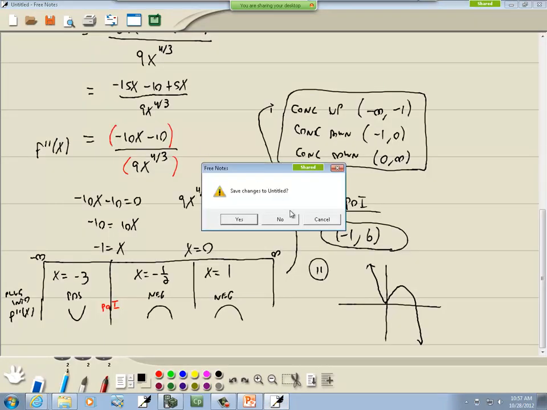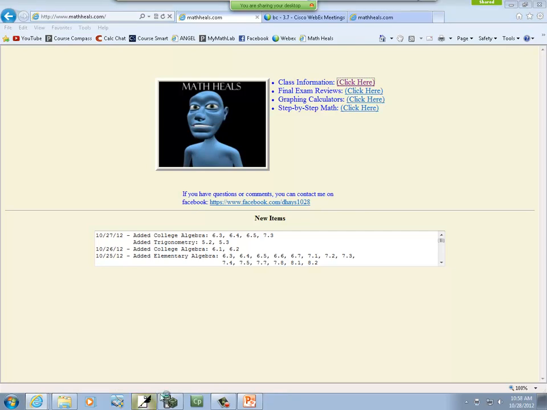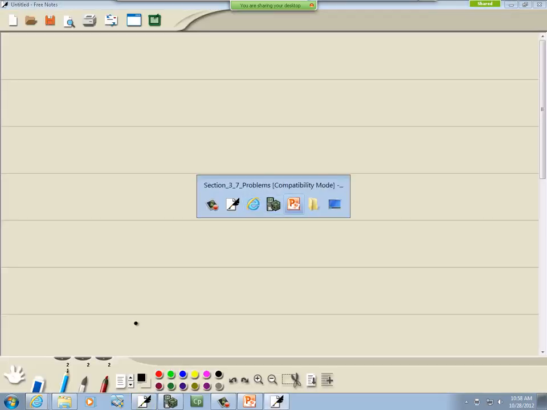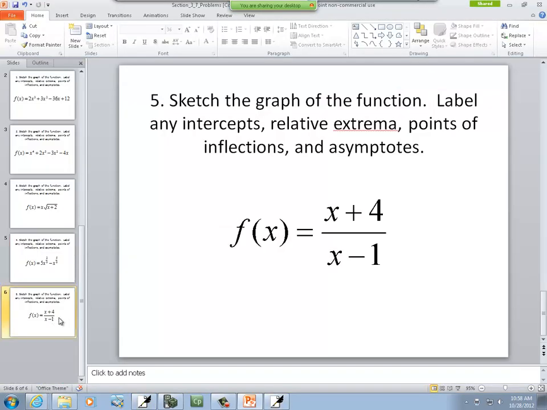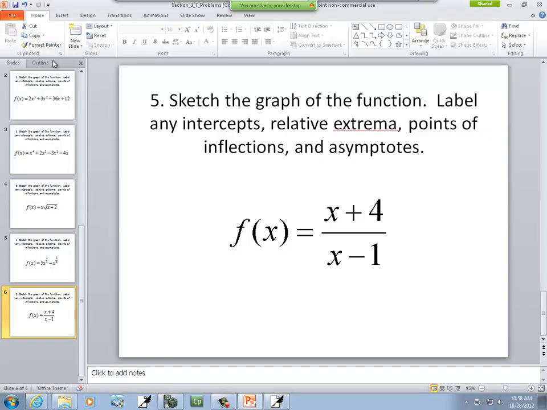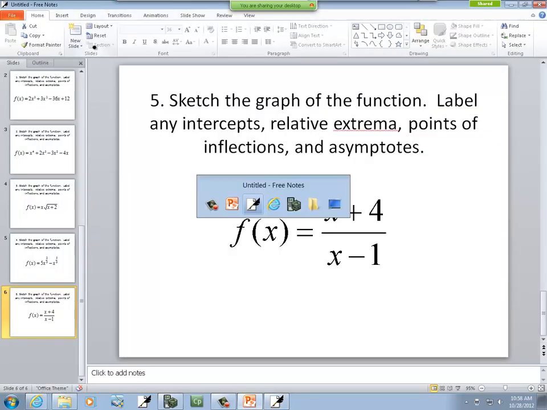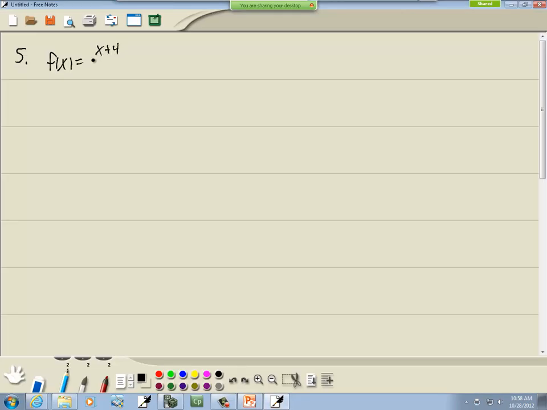Okay, let's look at our last problem. I think it's actually a little easier one, so that should work out good. Hopefully. f of x is definitely not a radical, so it's definitely easier in that regard. f of x equals x plus 4 over x minus 1.